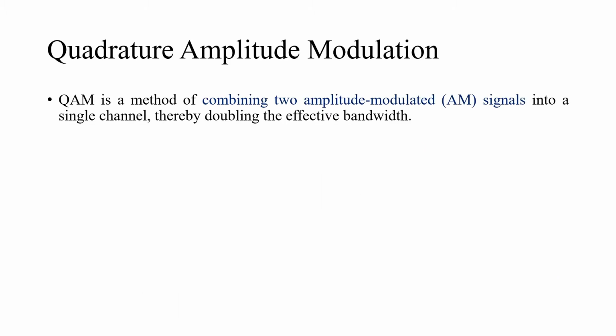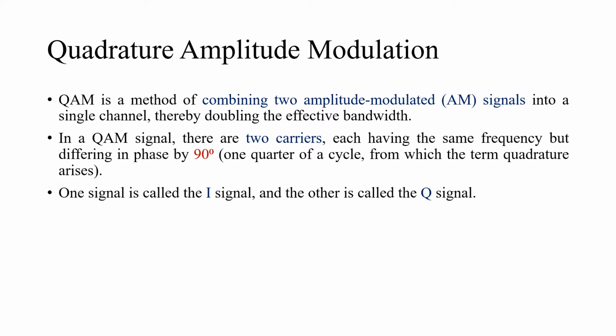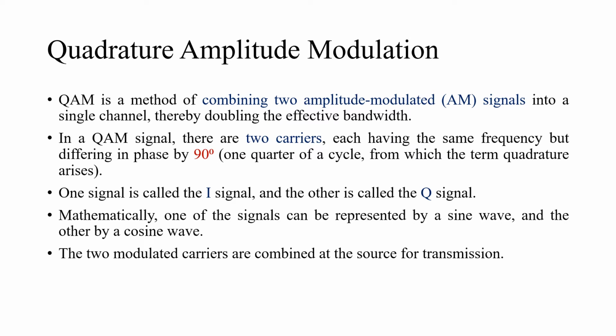As we have already discussed, QAM is a method of combining two amplitude modulated signals into a single channel in order to increase the effective bandwidth of the system. In a QAM signal, there are two carriers which are 90 degrees apart. One signal is called the I signal or in-phase signal, and the other is called the quadrature signal or Q signal. Mathematically, these signals can be represented by a sine wave and a cosine wave.